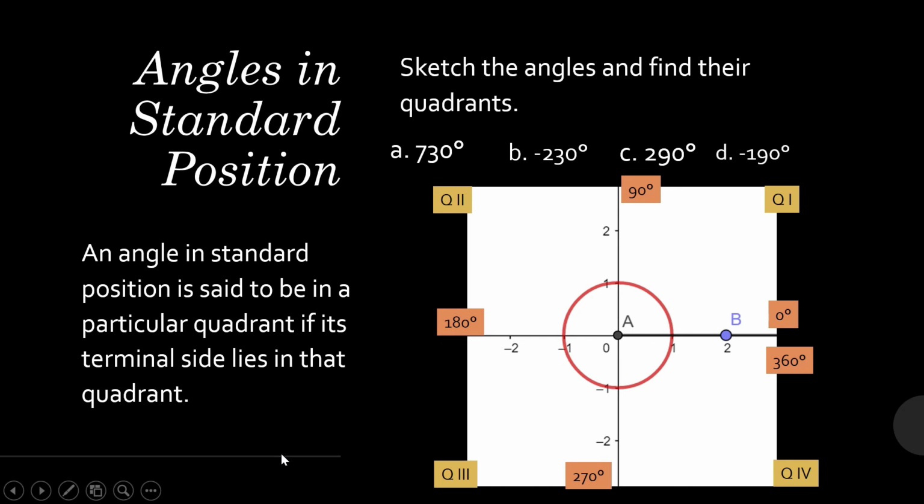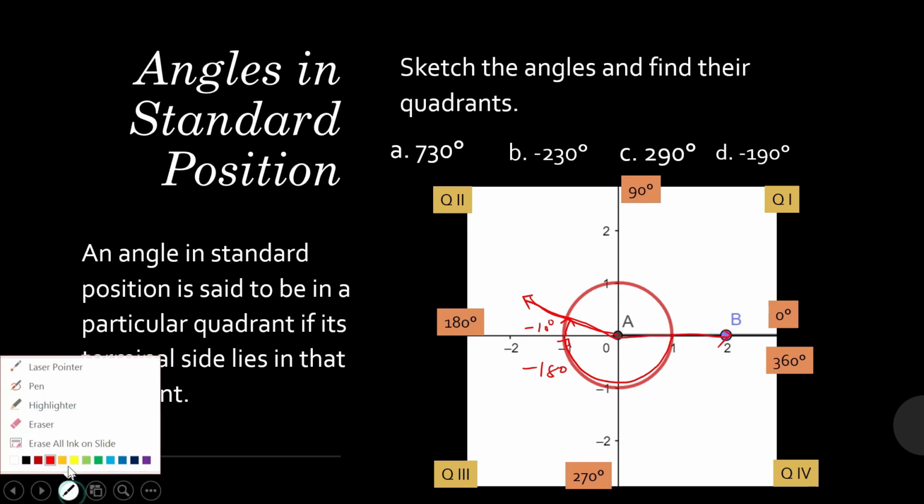How about this one? Negative 190 degrees. Again, we shall make a clockwise rotation. This one is negative 180 degrees. So we will make an extra negative 10 degrees. So that's it. That is our angle whose degree measure is negative 190 degrees.